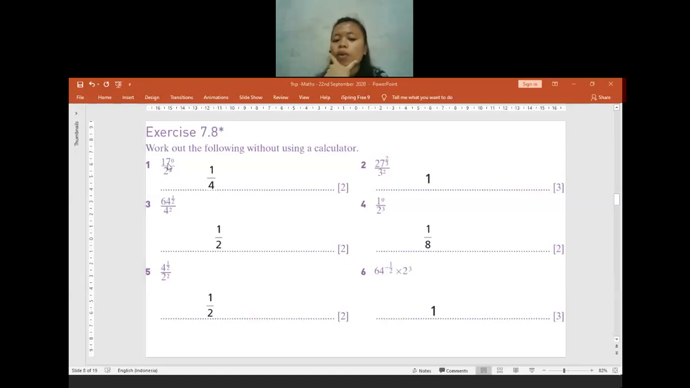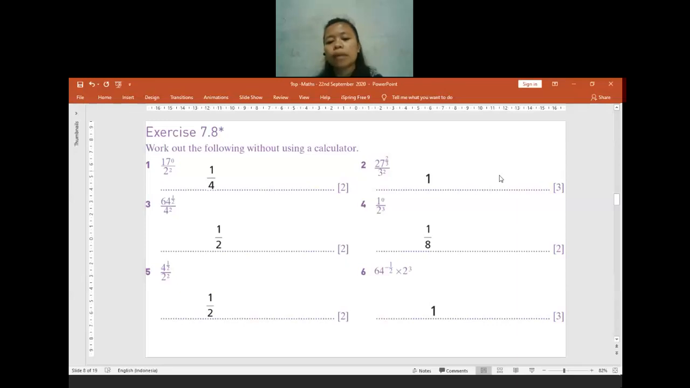Okay. Now for question 7.8, we have 17 to the power of 0 divided by 2 to the power of 2. Follow the index laws. Everything to the power of 0 equals 1. So 17 to the power of 0 equals 1. 2 to the power of 2 equals 4. That's why the answer is 1 per 4.